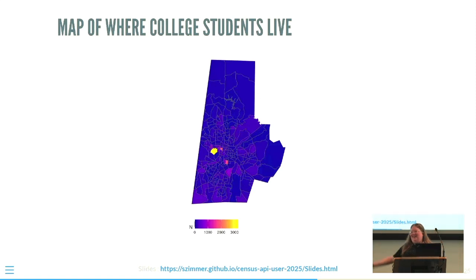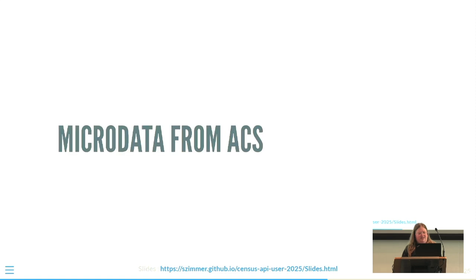Where is Duke? If you want to know where we are, the yellow spot is where, because there is another college in Durham. It has a lot fewer students, so it doesn't pop up quite as much. So you can very quickly make maps. This is one of the things that I love about tidycensus.